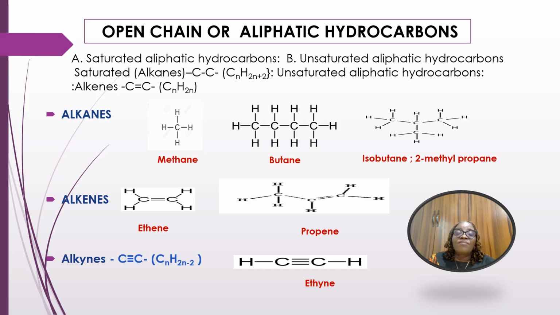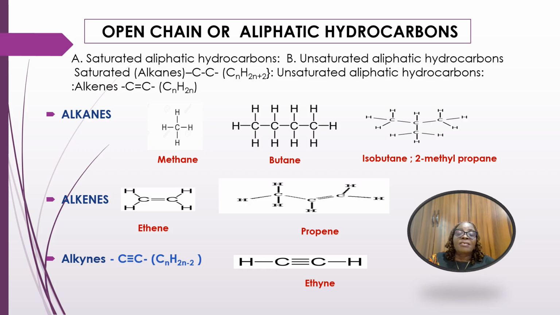Unsaturated aliphatic hydrocarbons. They are those that contain carbon-carbon double or triple bonds in the molecule. Examples are alkenes and alkynes. The alkenes, they have the carbon-carbon double bond. They have the general formula CnH2n. Examples are ethene, propene, etc.